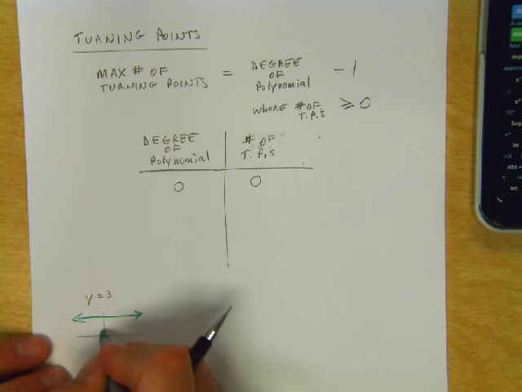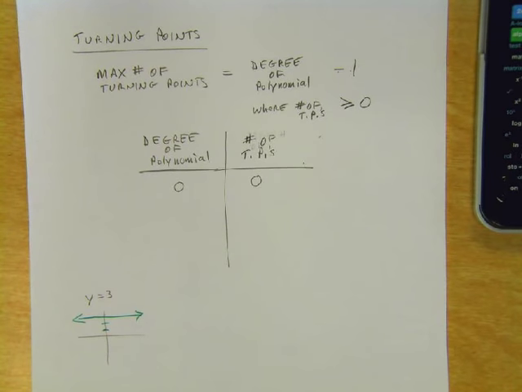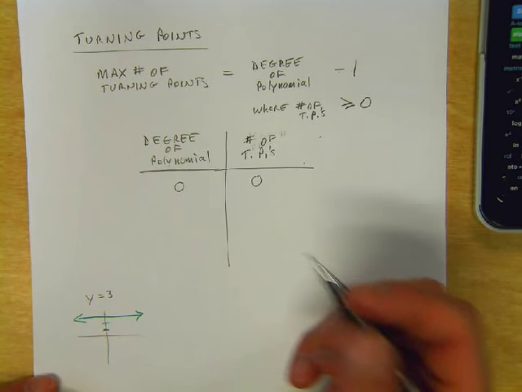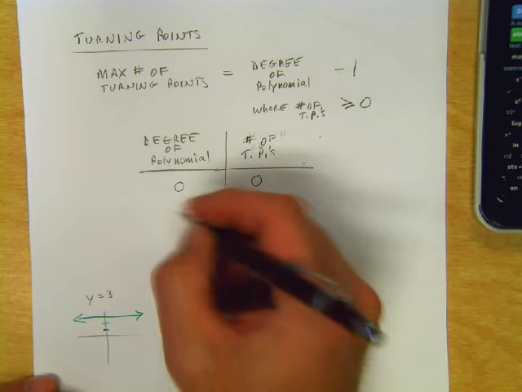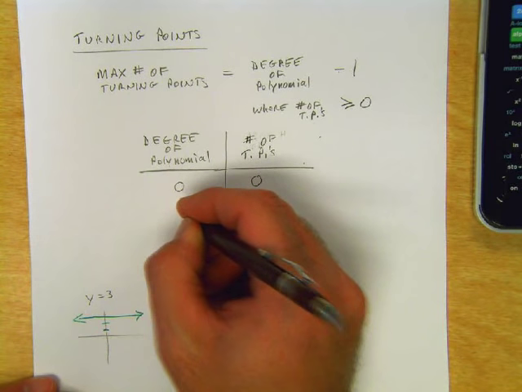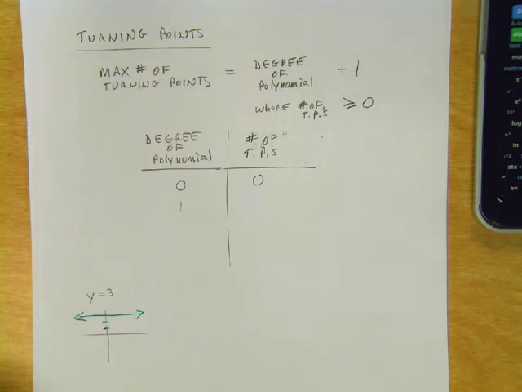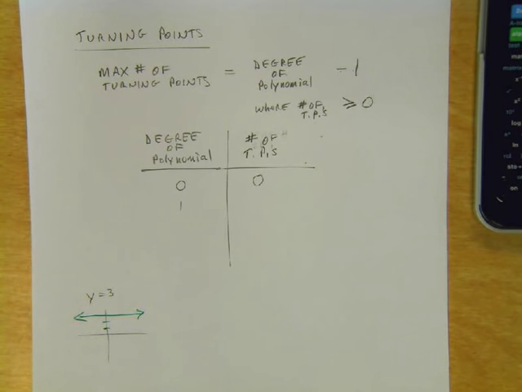That would be an equation like y equals 3. Okay. How about if we have a polynomial of degree 1? What's the name of that one? Linear. You have studied linear equations a lot. What does a linear equation look like? It's a straight line. How many turning points does it have?